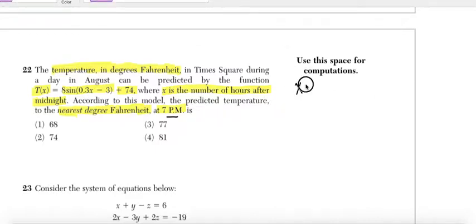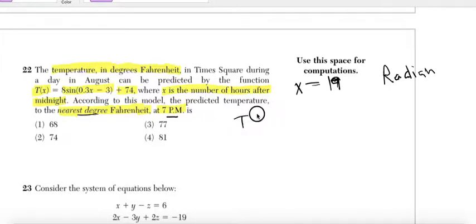So x equals 19. Now, the temperature in degrees Fahrenheit is given by this, and x is the number of hours after midnight. According to the model, the predicted temperature to the nearest degree Fahrenheit at 7 p.m., when x equals 19, is... The next thing you want to be careful of, guys, is the first thing is that x has to equal 19, right? The next thing, you want to make sure your calculator is in radian mode, all right? Because if you put it in degree mode, you're not going to get the correct answer.